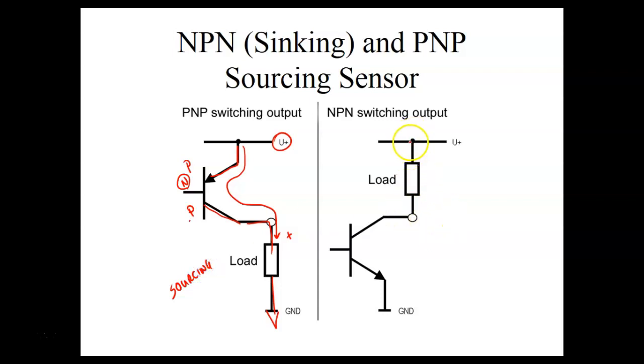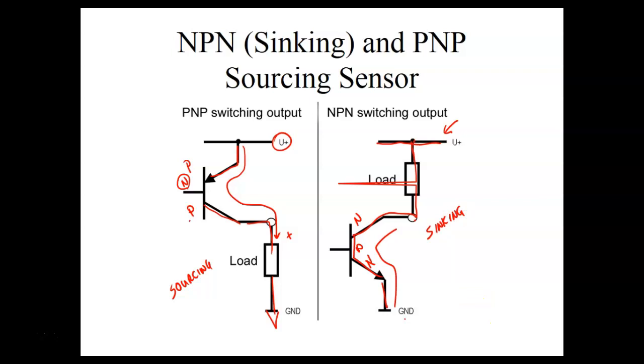Now, a sinking sensor, the load itself is connected to the positive, right? And then when we saturate the transistor, this would be an NPN. So we're reverse biasing the collector. It's got a positive, right? So when we saturate this, it's going to drop less than 1 volt, and this is going to turn the load on. But what we're doing here is the load is connected to plus, the sensor is providing the common. Over here, the load is connected to common, the sensor is providing the plus. So this right here would be what we call a sinking sensor, which we talked about.